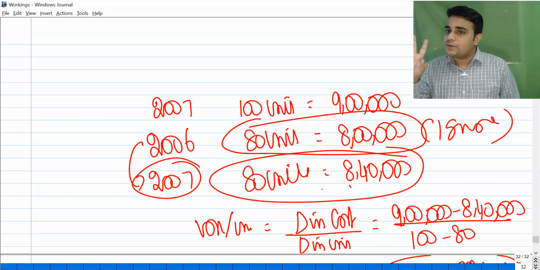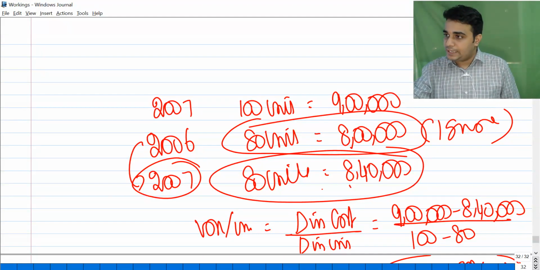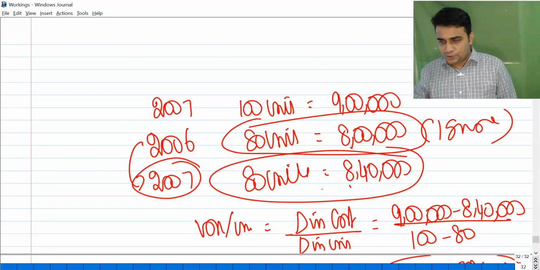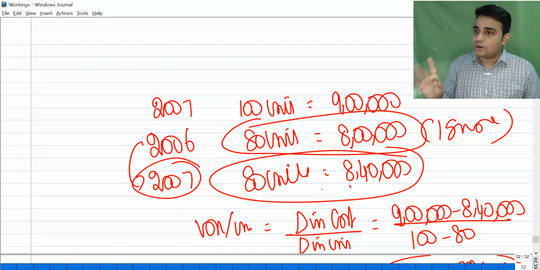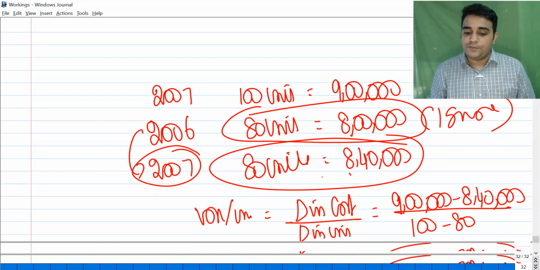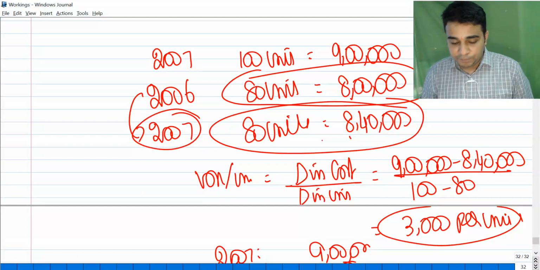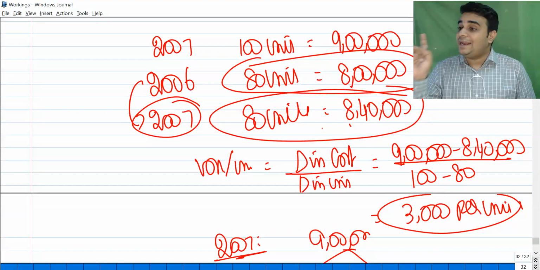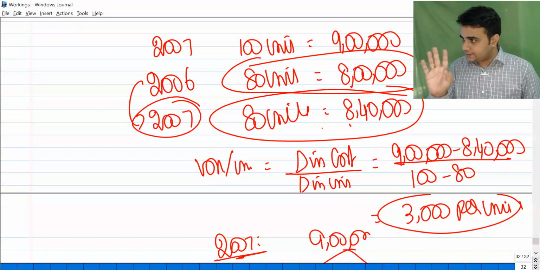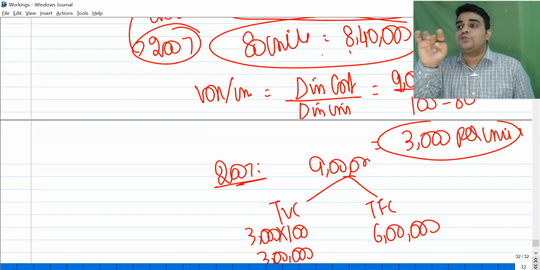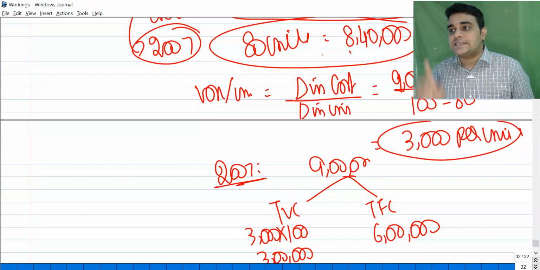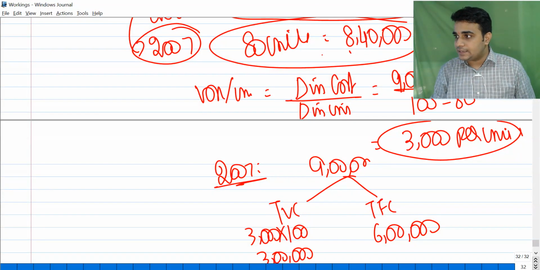You would have come across a formula at inter level: variable cost per unit is equal to change in total cost by change in units. If you have forgotten it, you learn it again here. So variable overhead is 3000 per unit. For fixed overhead you can substitute either in 8 lakh 40 or in 9 lakh. Both places you will get 6 lakh as the answer. If you substitute in 8 lakh 40, 80 into 3000 is 2 lakh 40, and the balance 6 lakh is fixed cost.